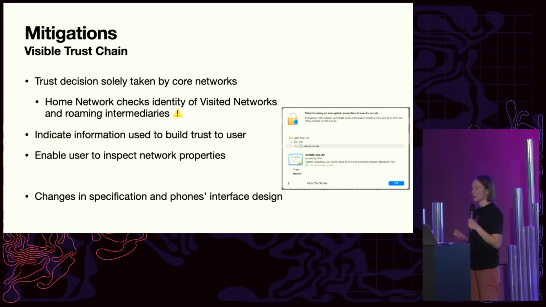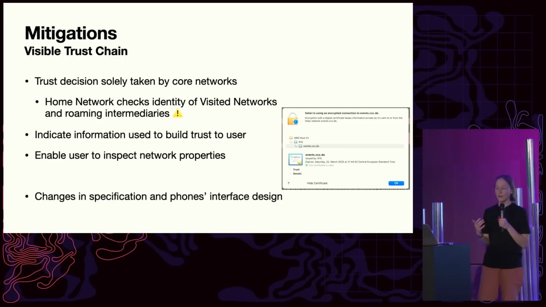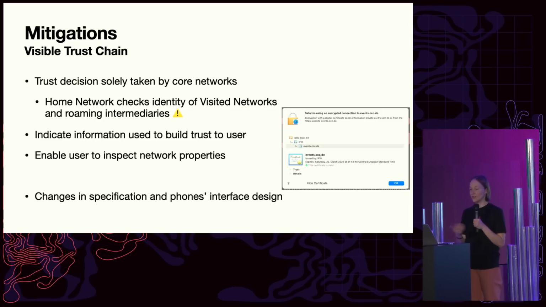Another thing we would like to have in cellular networks is that we would like the user to be able to inspect the network properties. Because right now, they don't even see the network ID by default. So the network could just pose as anyone, and yeah, you have to believe what you see on the screen.